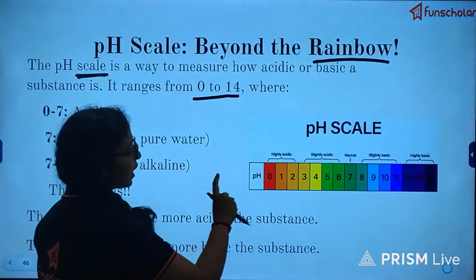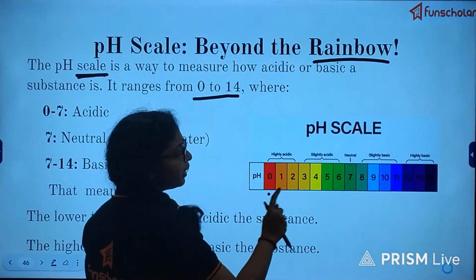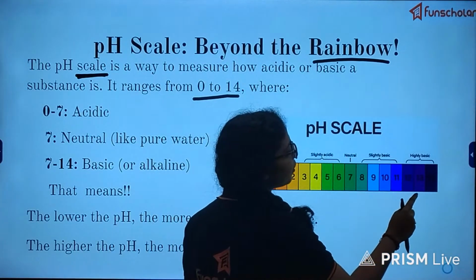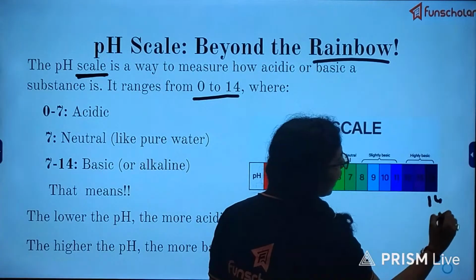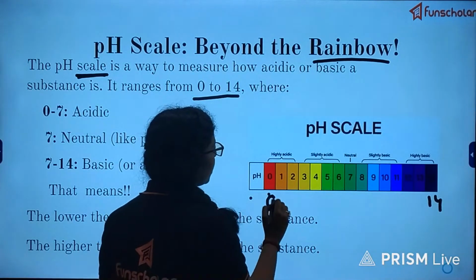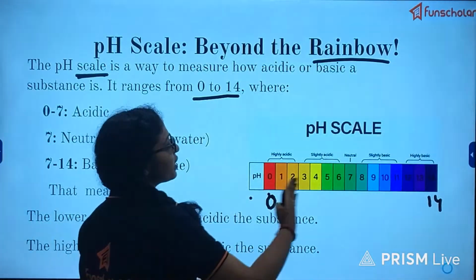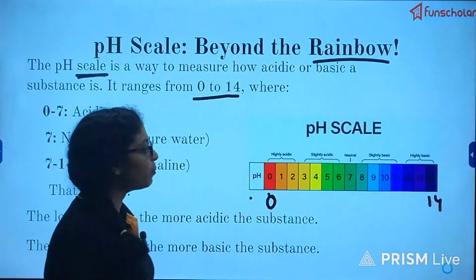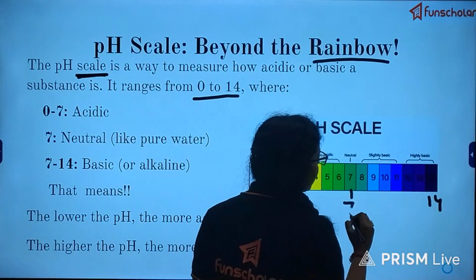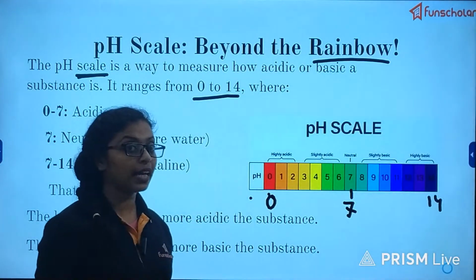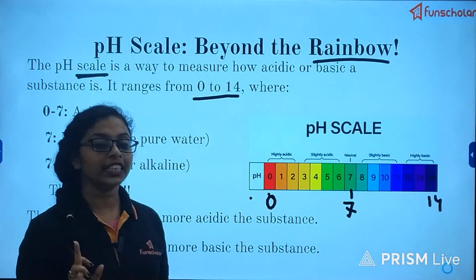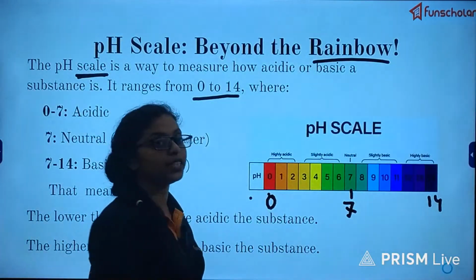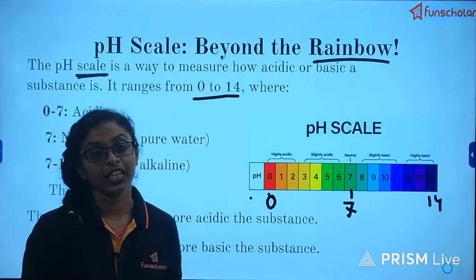In the pH scale, you can find different numbers, right? 0, 1, 2, 3, 4, 5, 6, 7, 8, 9, 10, 11, 12, 13, and here we have 14. From 0 to 14. So what is exactly the middle point of the pH scale? The middle point of the pH scale is actually 7. And what do you think it is denoting? It is denoting neither acidic nor basic. It is denoting the neutral point.